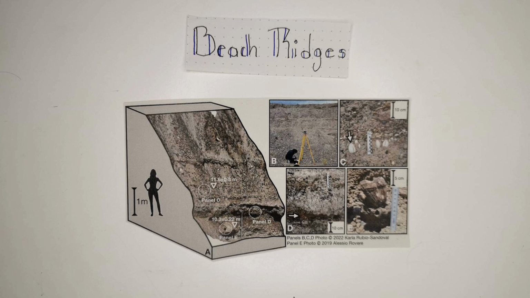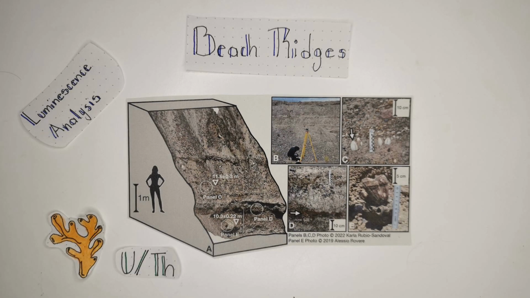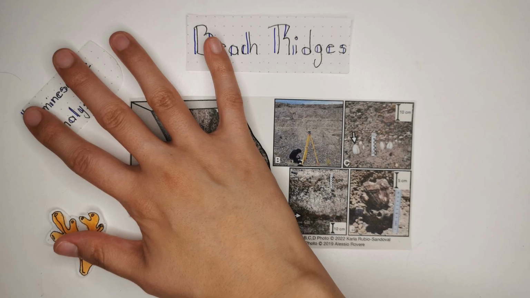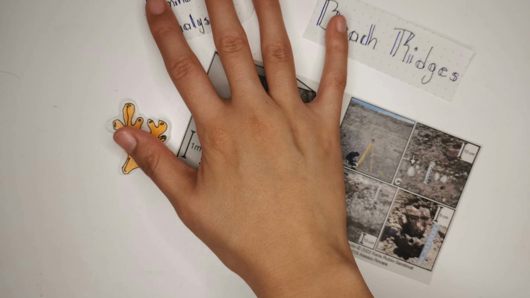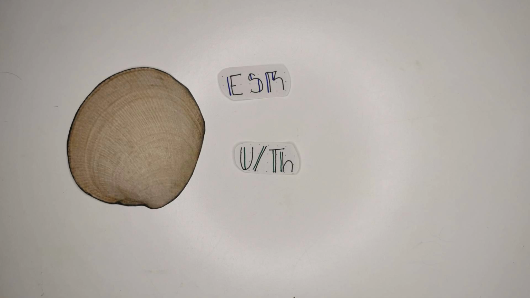However, these deposits lack material commonly used for the age constraint of coastal deposits, for example, sediments for luminescence analysis or corals for the uranium-thorium method. To date, numerical ages have been determined by electron spin resonance and uranium-thorium analysis of shells of the marine mollusk Amiantis antiqua, applications for which there are some concerns.